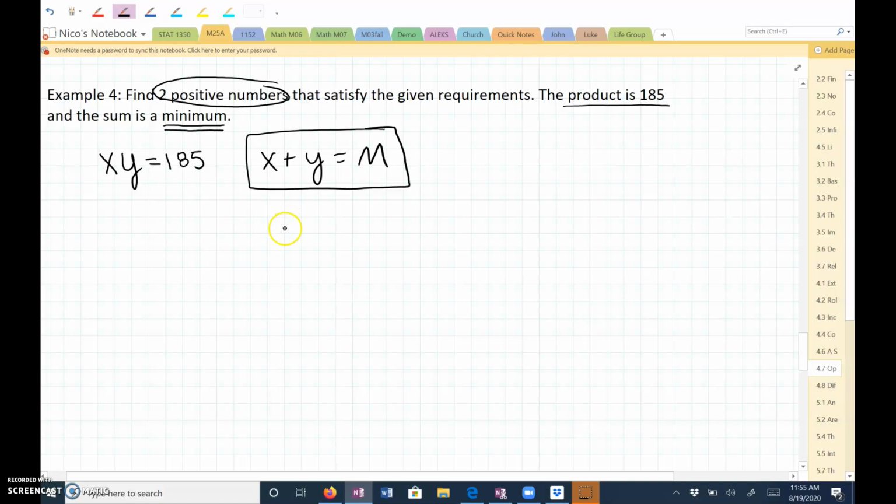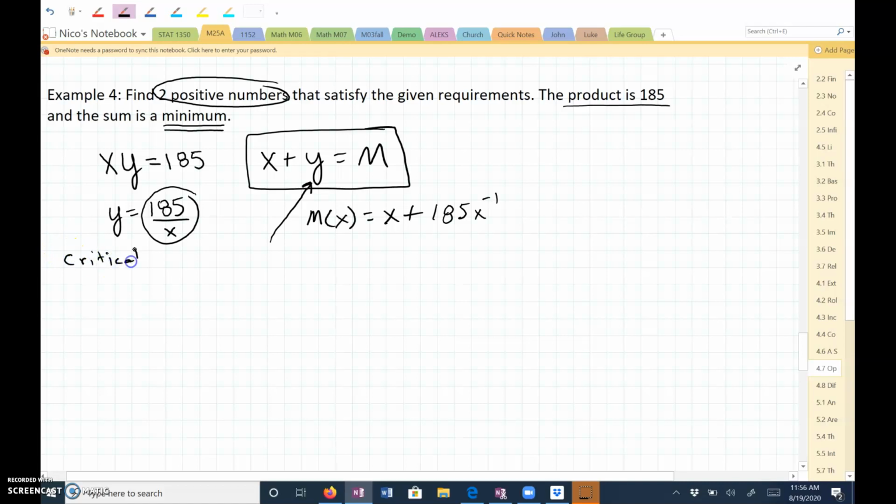To do that, the first thing we're going to do is write y in terms of x. So I'm going to solve for y here, divide both sides by x. I'm going to get 185 over x. So this is going to be m of x equals x plus, and I'll rewrite this as 185 x to the negative first because I'm going to have to take the derivative of it to find the critical numbers. Remember, the relative extremas are going to happen at the critical numbers, and we want the one that is a minimum.